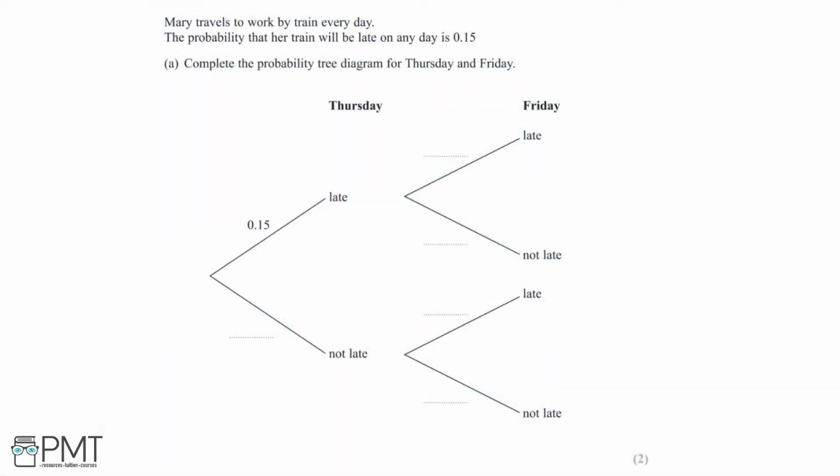In this question, we're told that Mary travels to work by train every day, and the probability that her train will be late on any day is 0.15. And in part A, we need to complete the probability tree diagram for Thursday and Friday. In order to complete this question, we need to know that the sum of the probabilities of all possible outcomes is always equal to 1.